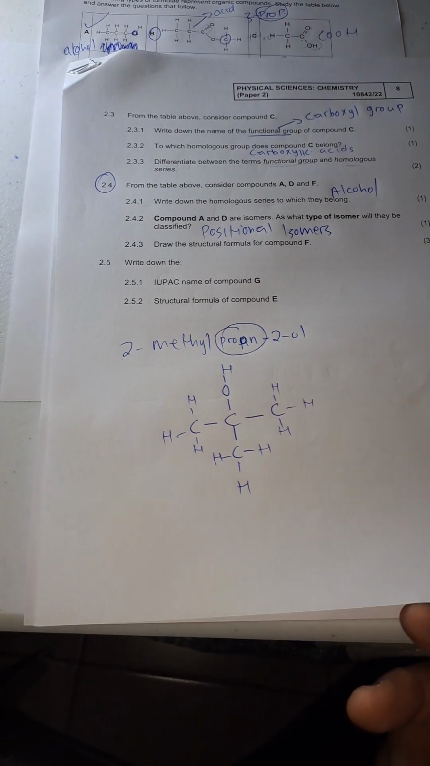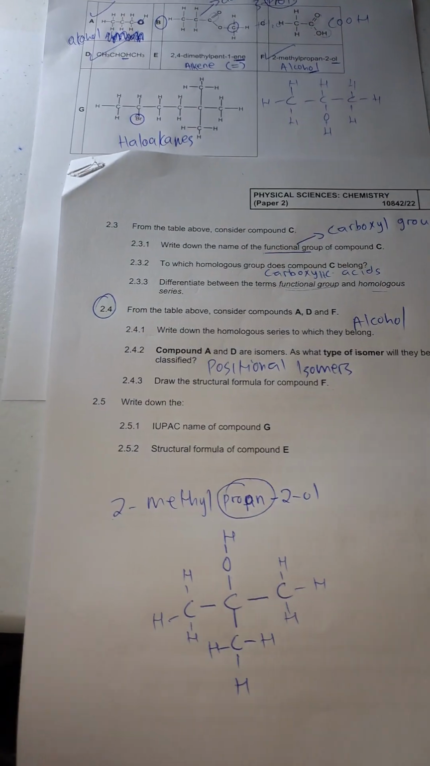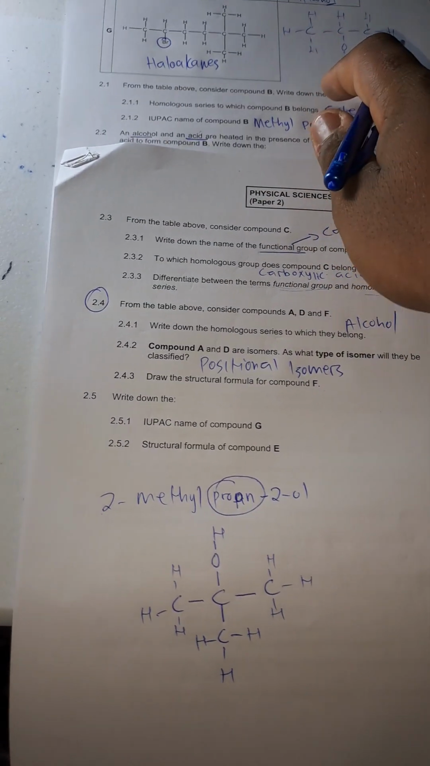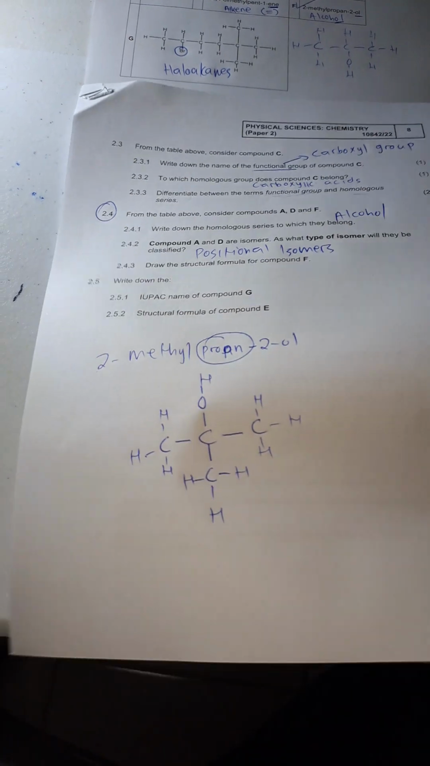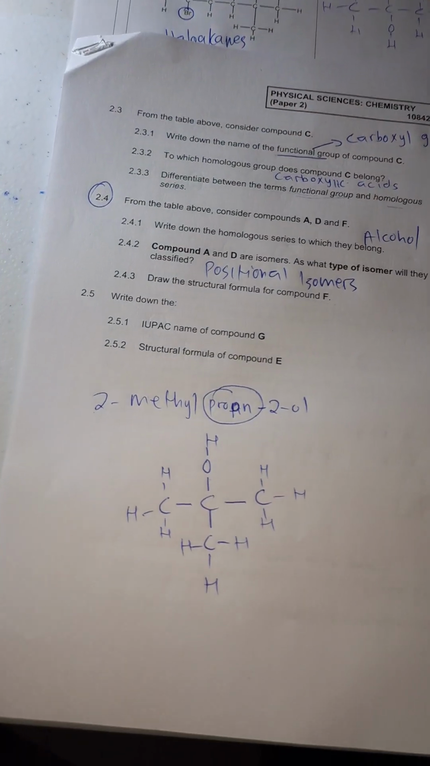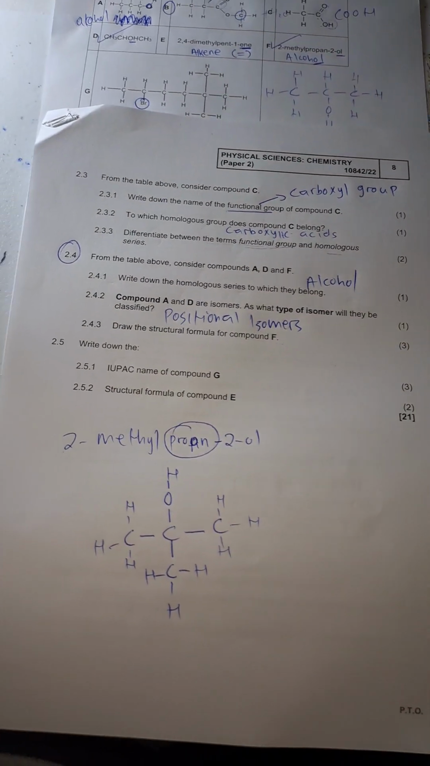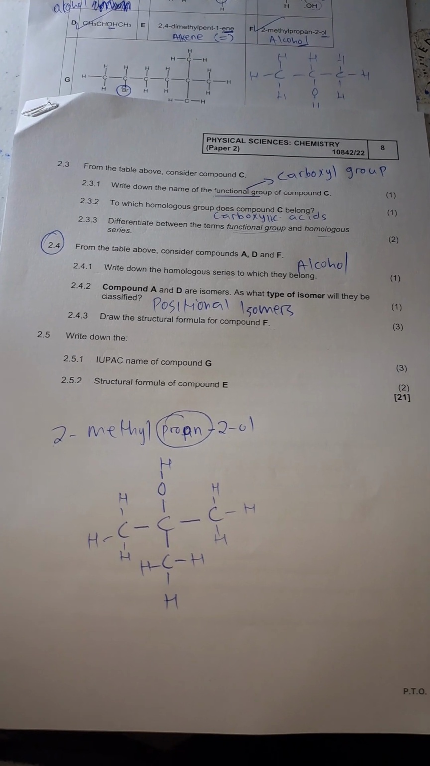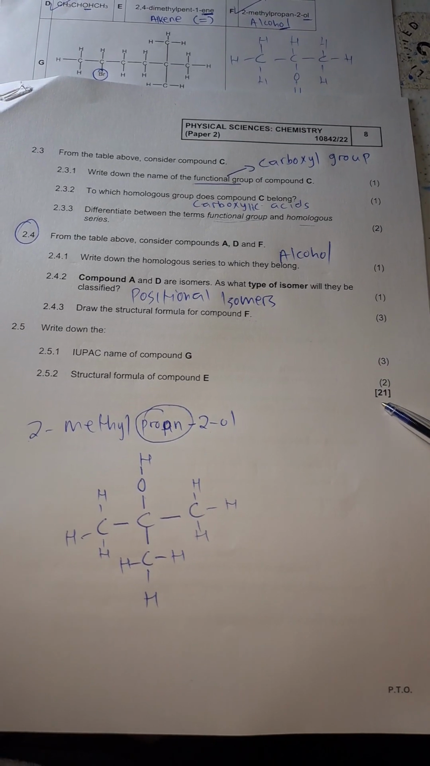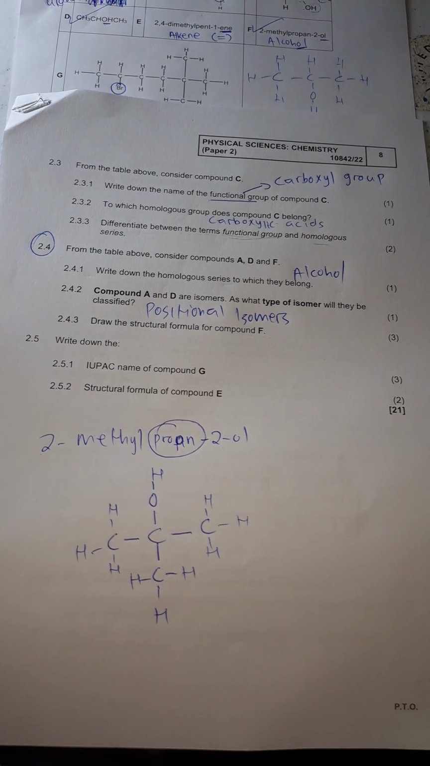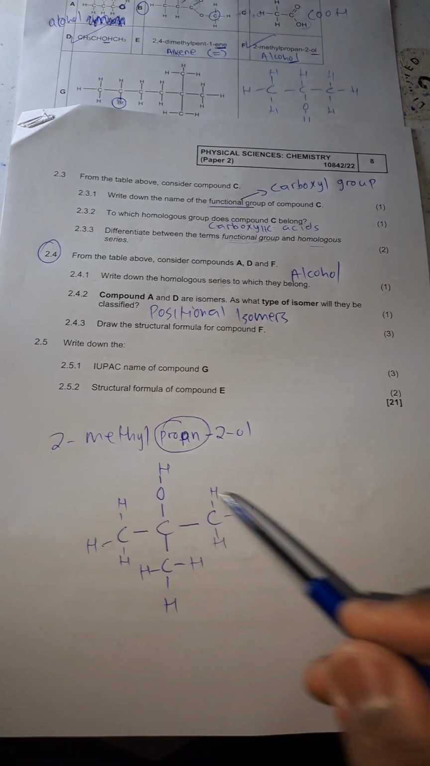Just like that. I prefer drawing to IUPAC naming, because mistakes can happen there. But it's nothing difficult. Okay, you see, now organic chemistry is very nice. Bigger, you are close to our 21 marks there.